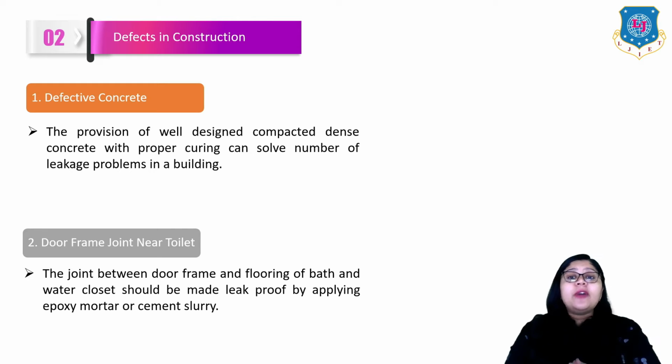The provision of well-designed compacted dense concrete with proper curing can solve a number of leakage problems in a particular building. Second is door frame joint near toilet. It means the joint between the door frame and the flooring of bath and water closet should be made leak proof by applying epoxy mortar or cement slurry.